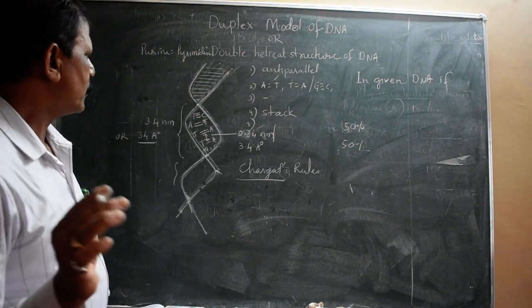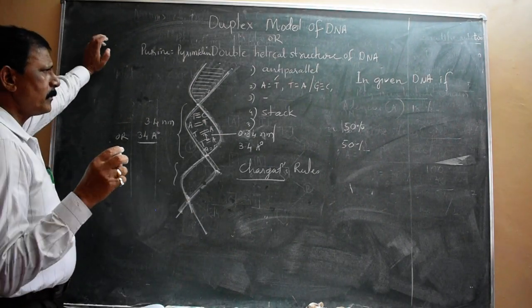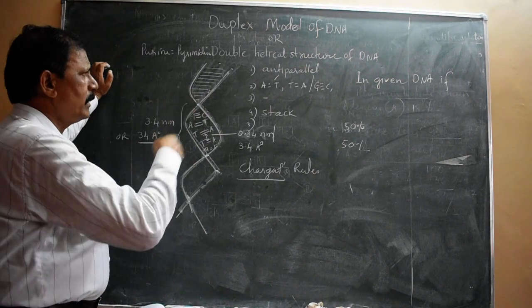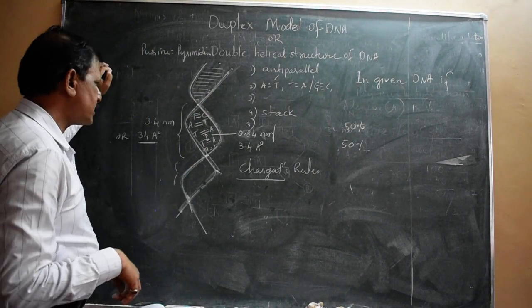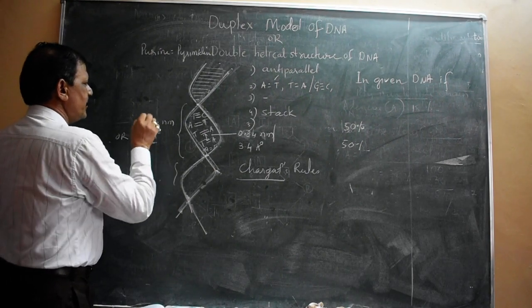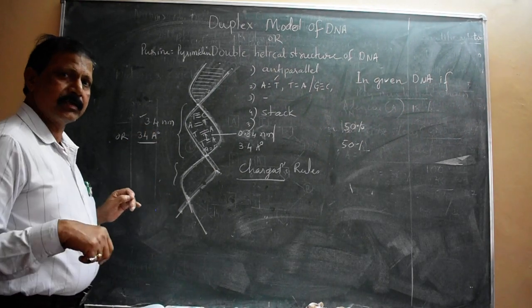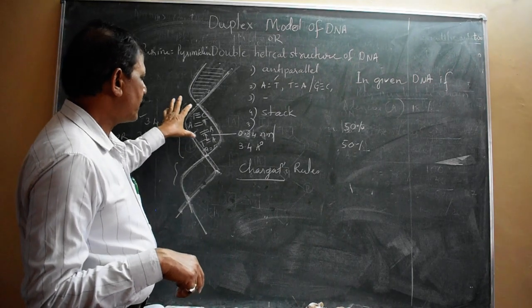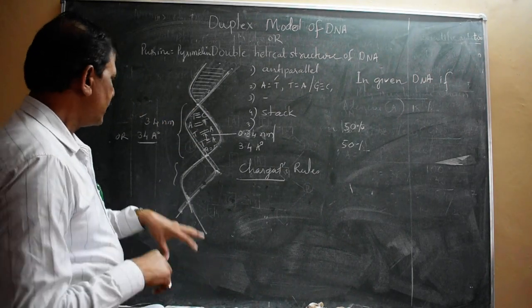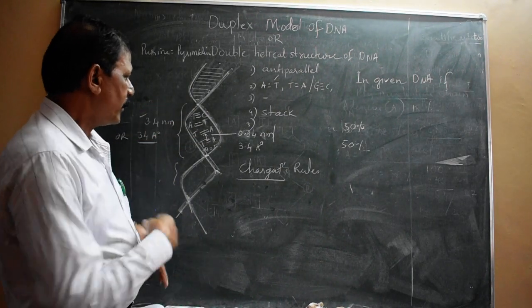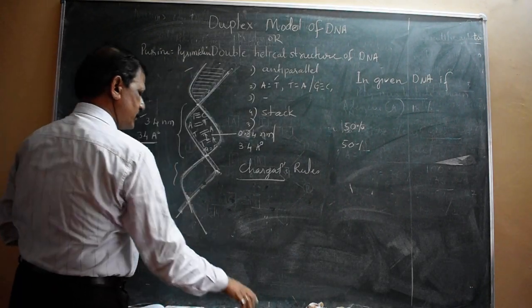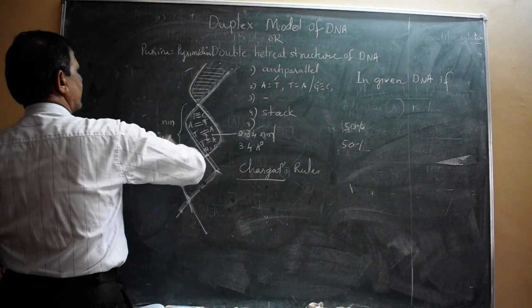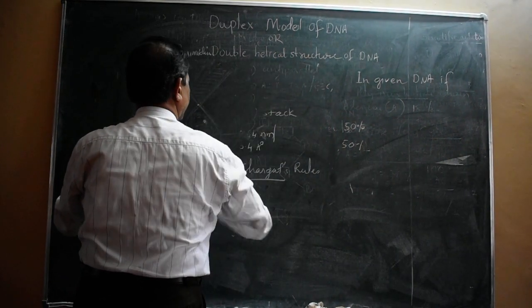So in this way the entire DNA strand completes the process, and in every 10 base pairs it makes a turn and forms a right-handed structure, and this is the double helical structure of DNA.